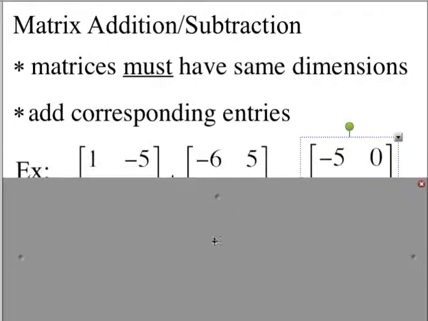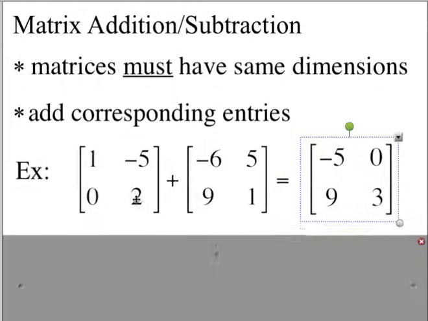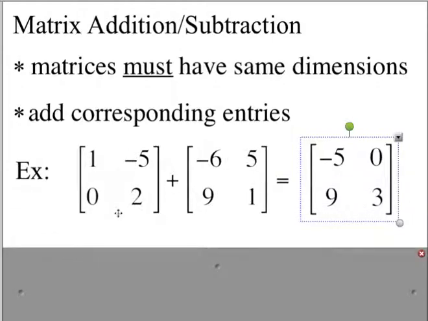The example I have here is 1, -5, 0, 2, plus -6, 5, 9, 1. These are both 2 by 2 matrices. So I'm going to add the top left and the top left. 1 plus -6 is -5. -5 plus 5 is 0. 0 plus 9 is 9, and 2 plus 1 is 3. And this also works for subtraction. Just remember that when you have the minus sign in the middle, if this had been a subtraction of 2 matrices, 1 minus -6 would have turned into addition. So that would have been a 7 had I been subtracting these 2 matrices.